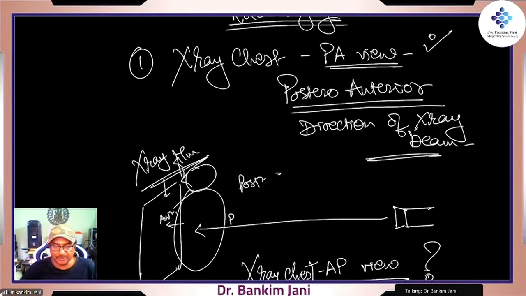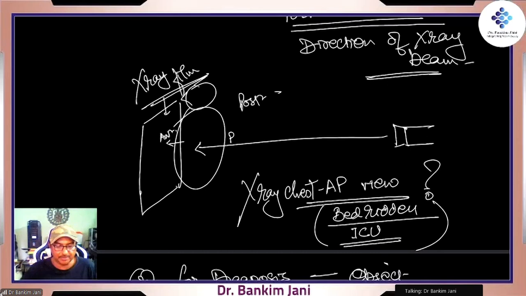This was about the physiology. Very quickly, I'll be taking a chest X-ray, PA view. PA means posteroanterior. This is the direction of the X-ray beam: it goes from the back and comes out at the front. This is the patient, this is the nose of the patient, and this is the back side of the patient. Posterior, this is the anterior. The X-ray beam is over here.